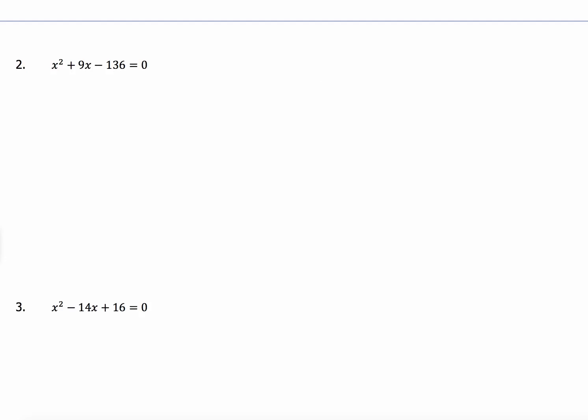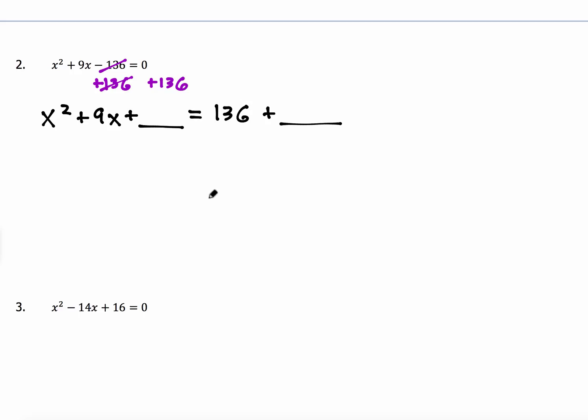So again, we start by taking our constant term, and that's the negative 136, and putting it on the right side. So I need to add in this case, add 136, add 136. So that gives me x squared plus 9x on the left side. On the right side, it gives me my positive 136, and then I'm also going to add in my blanks. So put a blank there and put a blank there.